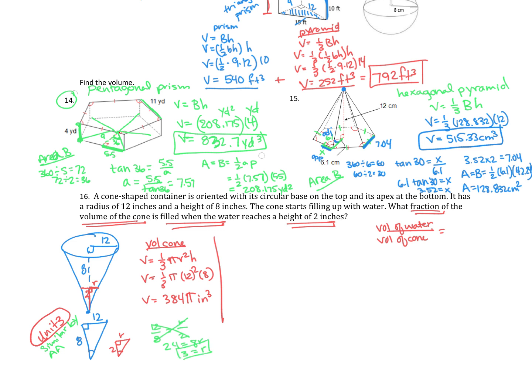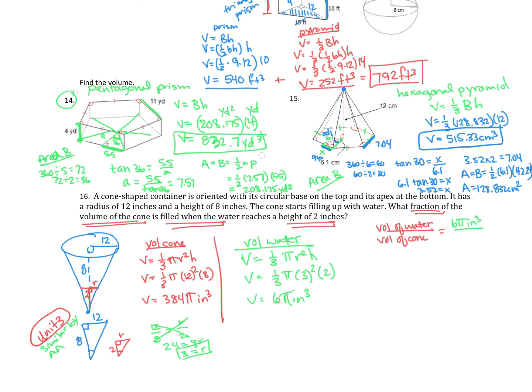So now that I know that, I can find the volume of my water. Its volume equals 1/3 pi r squared h. So volume equals 1/3 pi times that 3 squared times that 2. Don't forget to square that 3. It's really a 9. So you have 9 times 2 divided by 3, or 6 pi inches cubed for the water. So the volume of the water is 6 pi inches cubed.